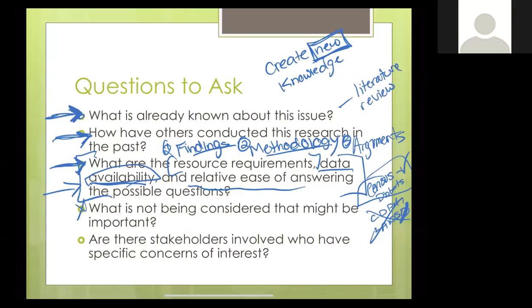What is not being considered that might be important? This is the idea of looking at what's known about the issue and then looking for gaps in what is missing, or what has been overlooked. And then this is also important, which is, again, an unfortunate but practical reality consideration: do certain stakeholders involved have specific concerns of interest?